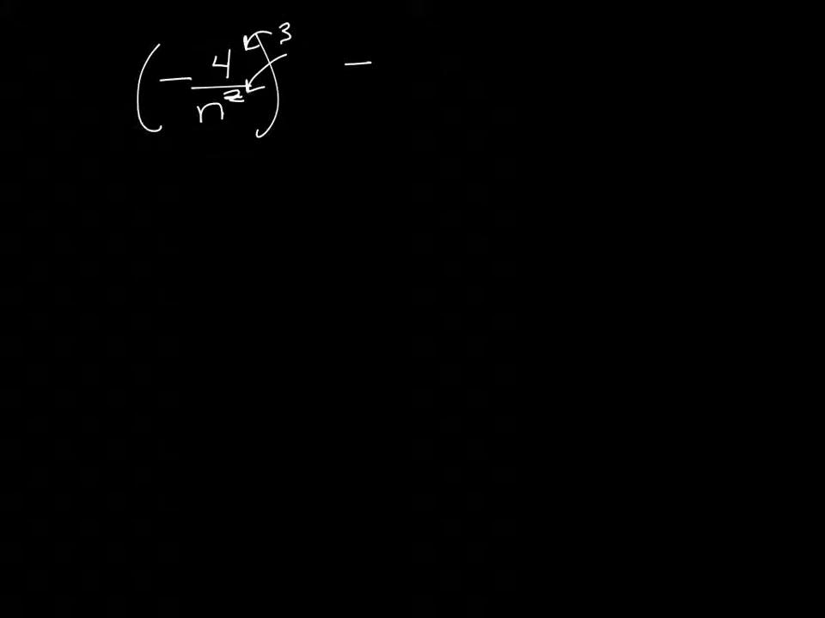Just to practice a few more that you might see, something like negative 4 quantity n squared cubed. This is on the oral exercise. So that cube has to go on to both of these. So negative 4 to the third power is negative 64. N squared to the third power would be n to the 6th. And you should be able to go ahead and start your assignment.